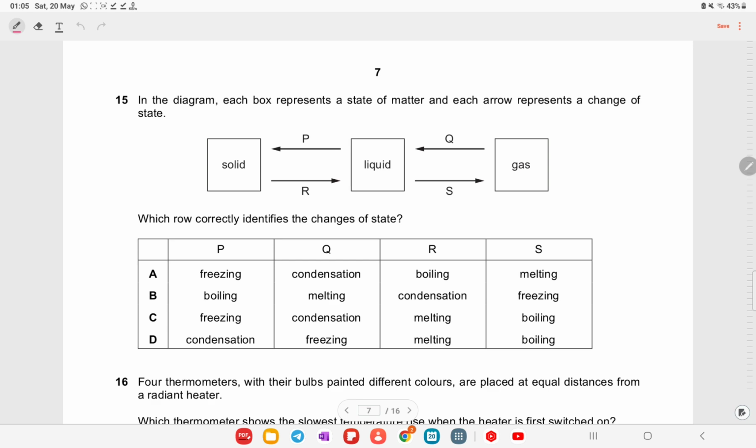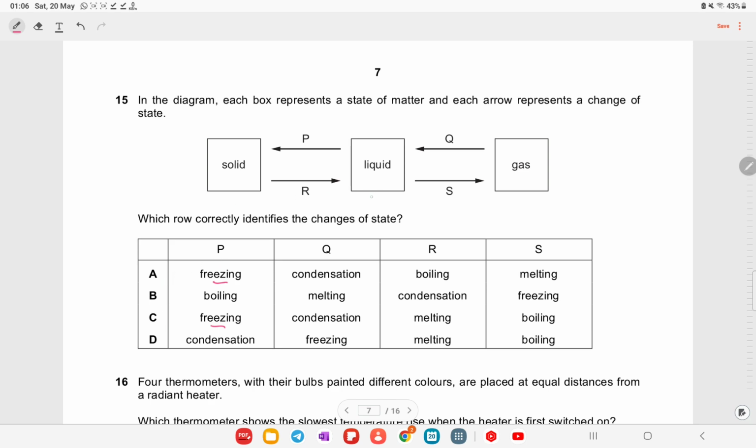In the diagram, each box represents a state of matter and each row represents a change of state. Which row correctly identifies the changes? Now, if you convert liquid to solid, that process is called freezing. So either B is the right answer, or, sorry, it's A or C.